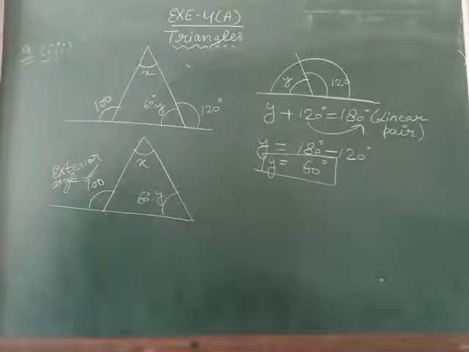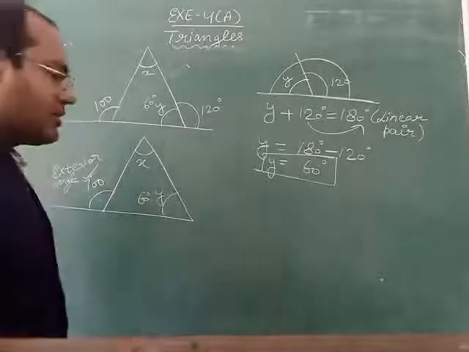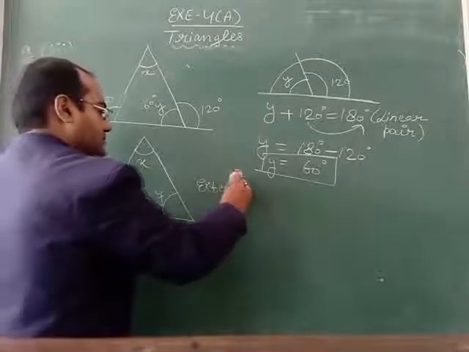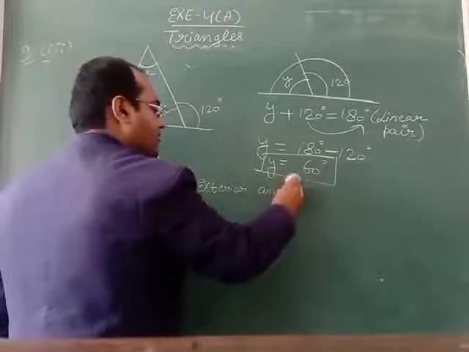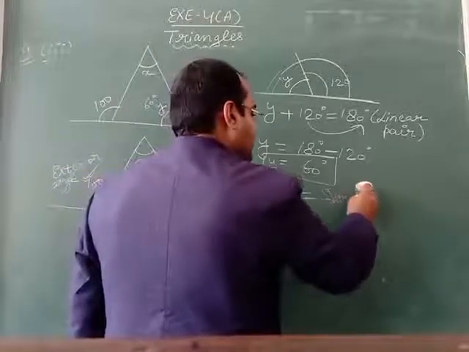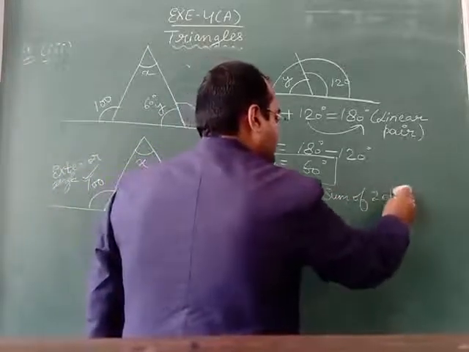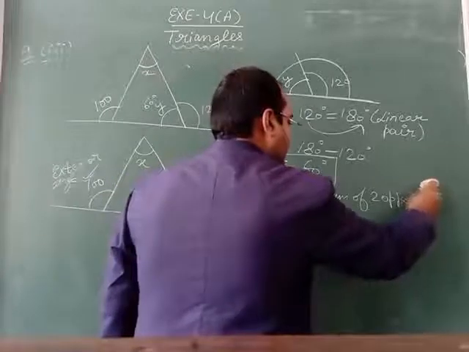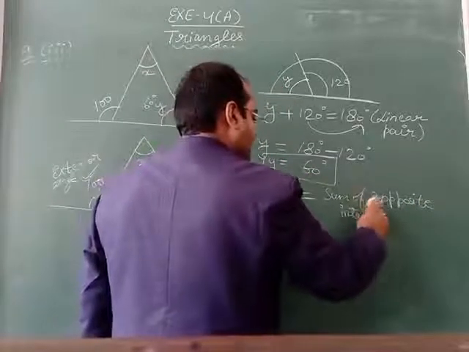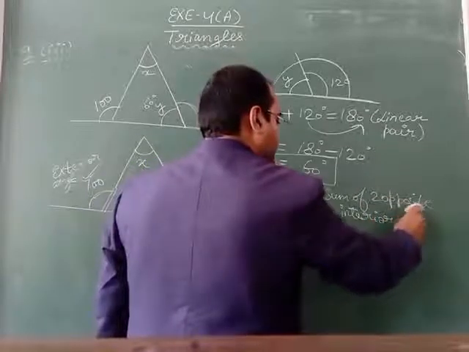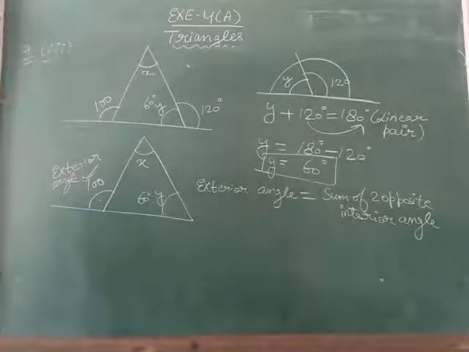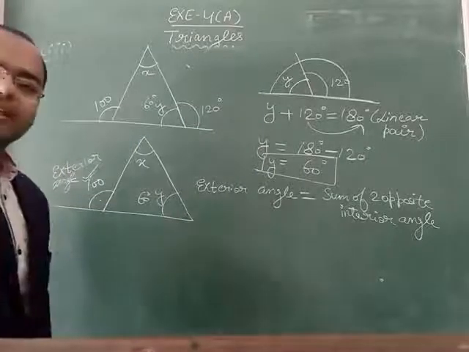And here we have to use one new property. The name of the property is: exterior angle of a triangle is equal to the sum of two opposite interior angles. This is the property which we have to use here in this question. The property is exterior angle is equal to the sum of two opposite interior angles.